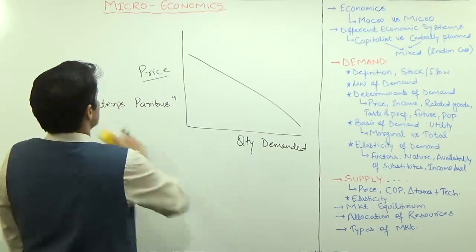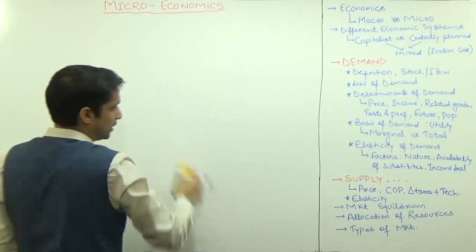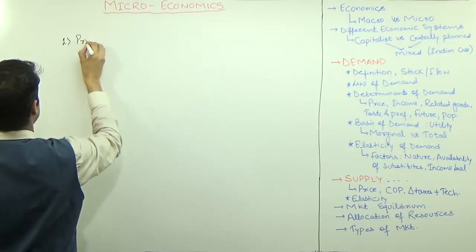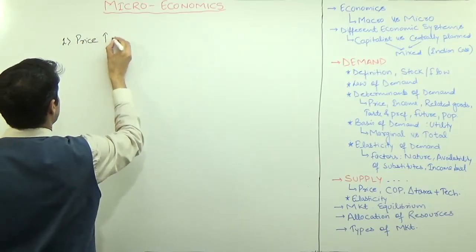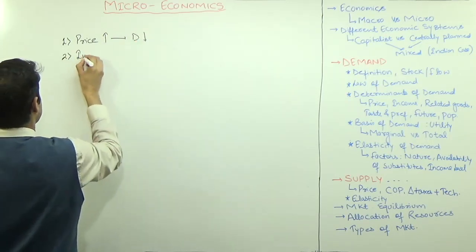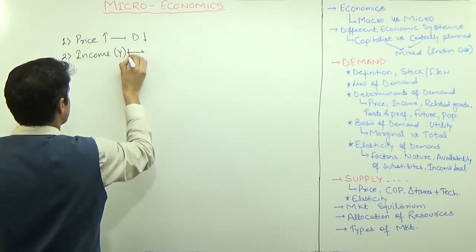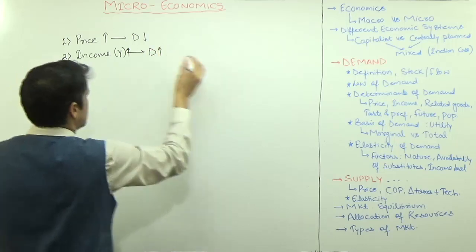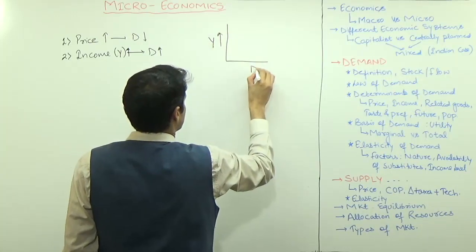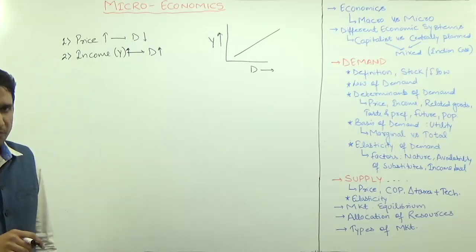Then we have the determinants of demand, how the demand is being determined. There are a lot of determinants of demand. The first determinant of demand is price. When the price increases, the demand decreases. This we discussed. The second one is income. When income increases, the demand increases. So the graph will be like this: if this is income, when income is increasing, the demand is increasing. It means a direct relationship will be there.